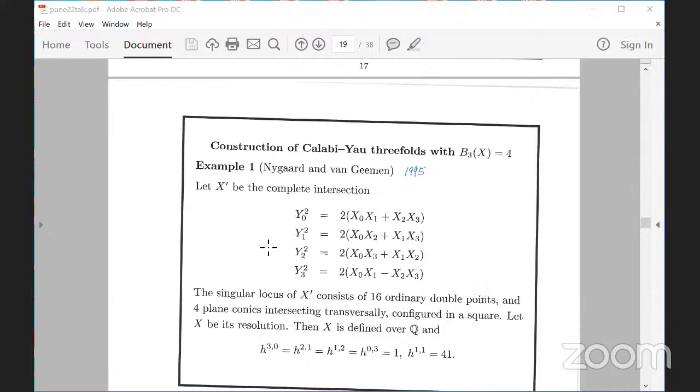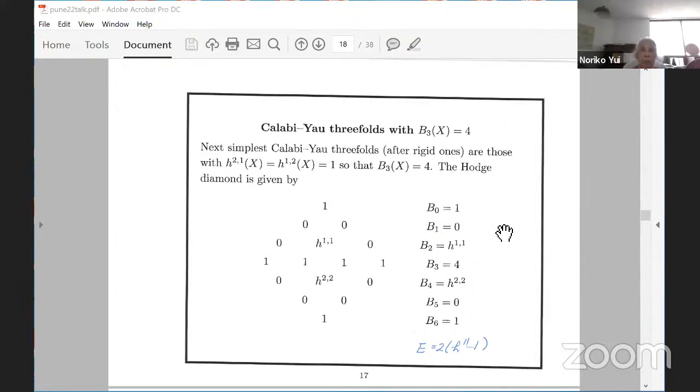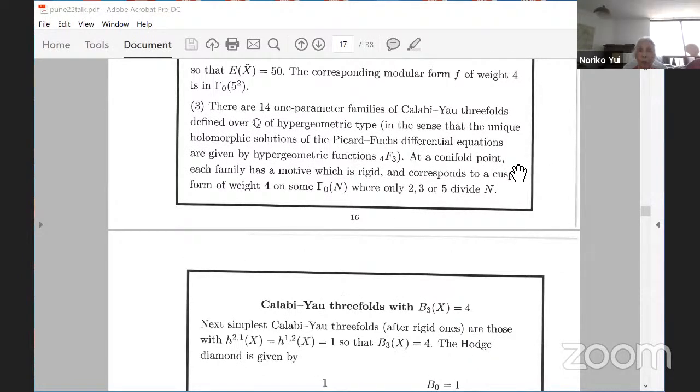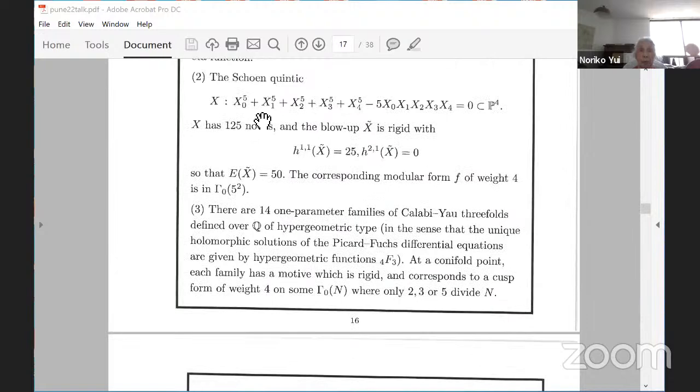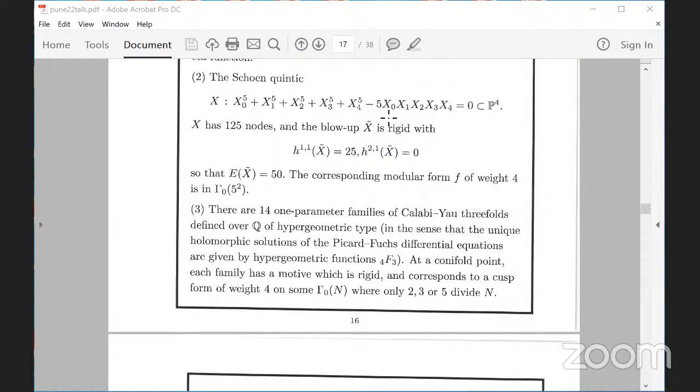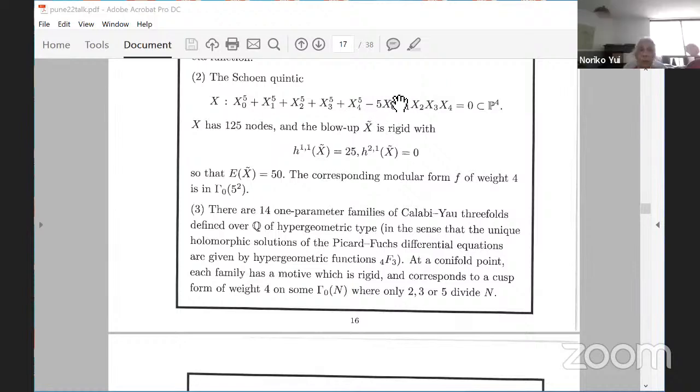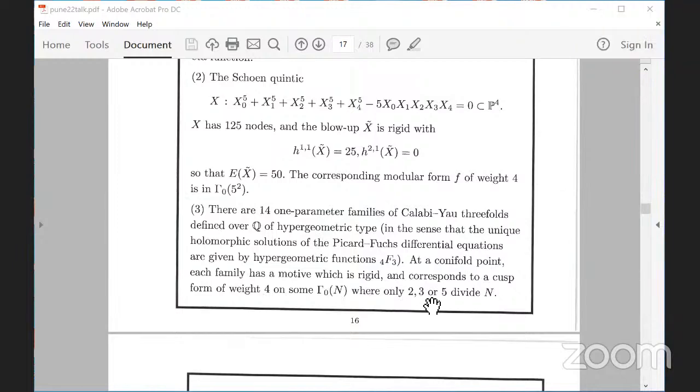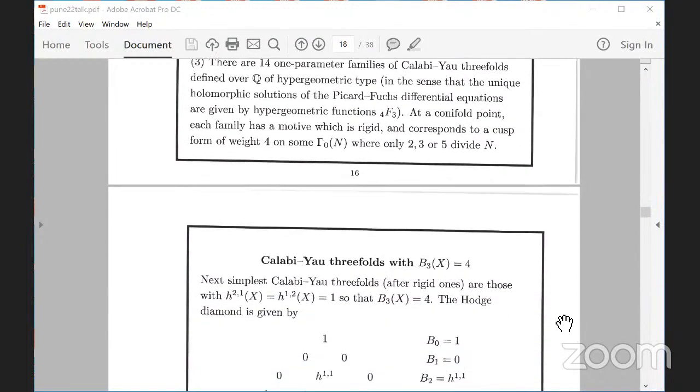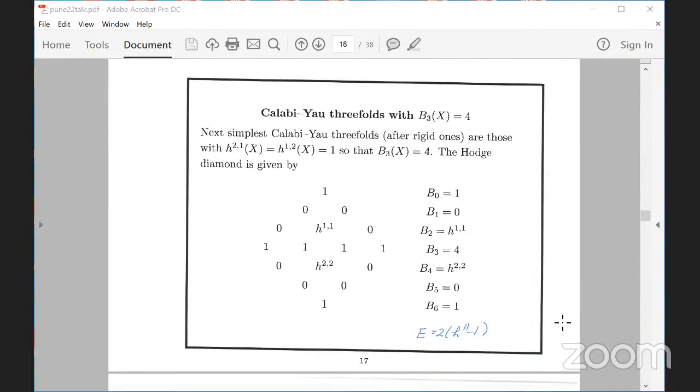So once those are in the 14 one-parameter family, are they all rigid? 14 at the conifold point. At the conifold point, it's the same situation as here. Okay, yes. Conifold. So when you put lambda equal 1, then lambda equal 1 gives you a conifold point. In the 14 one-parameter families, you can choose a conifold point, then these 14 families become rigid. Okay, thanks.